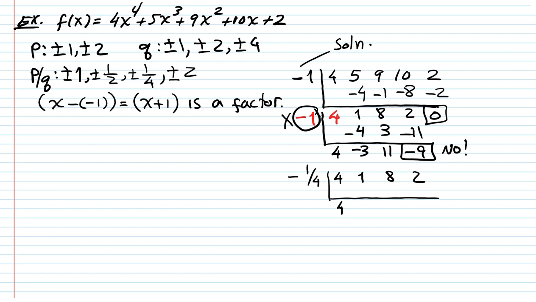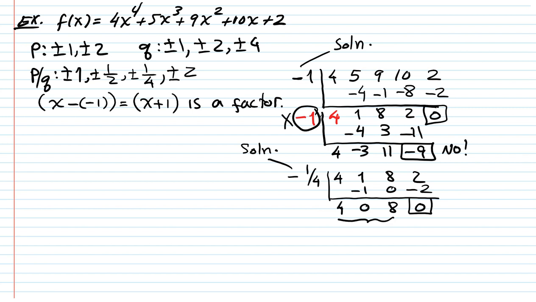Bring down the 4. 4 times negative a quarter is negative 1, add to 1 and you get 0. Negative 1 quarter times 0 is 0. Add in columns. Negative a quarter of 8 is negative 2, and add, you get 0. There you go. So we found another 0. And this is another solution. We found the second one, right?